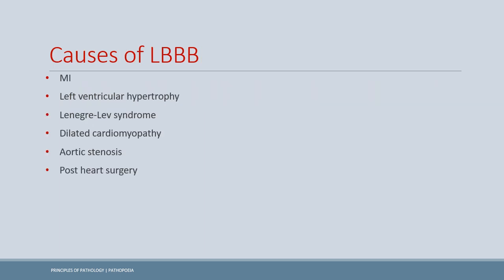Now, what were the causes of the left bundle branch block? It may be seen after MI, and after left ventricular hypertrophy, particularly because of hypertension. Now, Lenègre-Lev syndrome, already mentioned, because there is fibrosis of the Purkinje fibers along with some bundle branch involvement, dilated cardiomyopathy, and aortic stenosis is quite associated with the left bundle branch block, and again post cardiac or post heart surgery is another cause for the left bundle branch block.